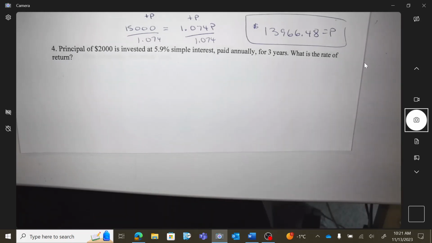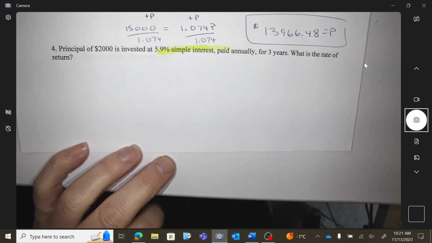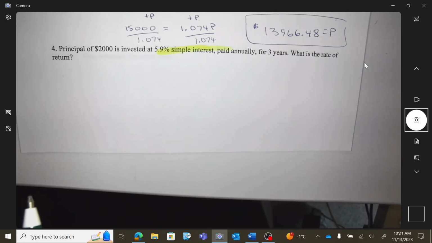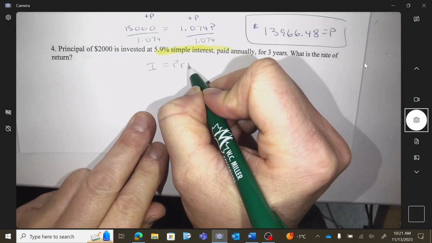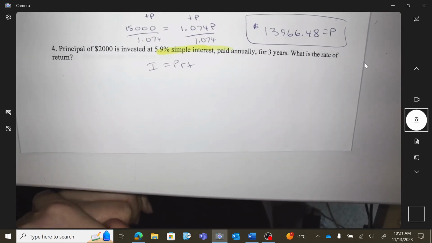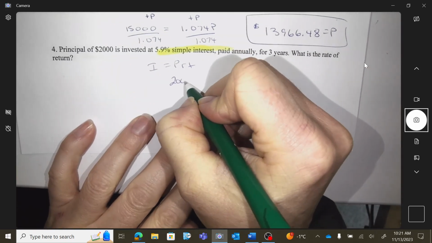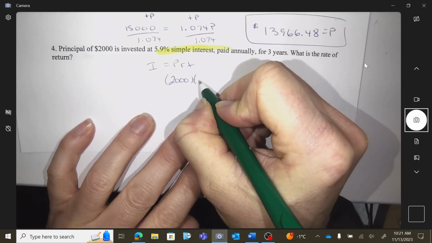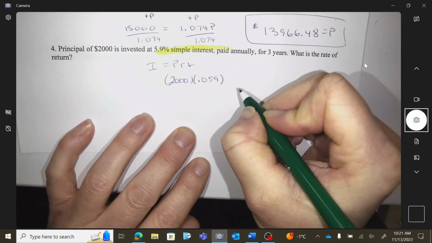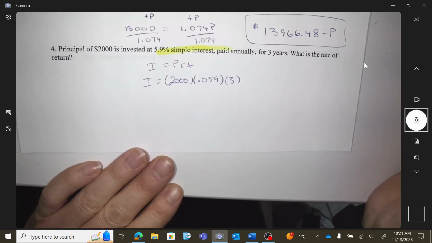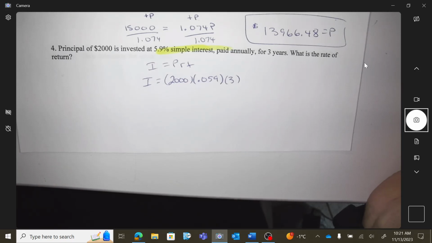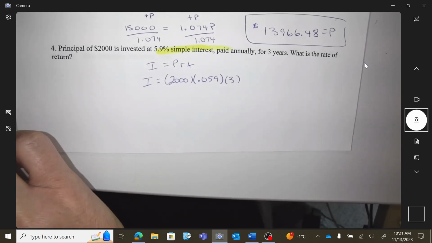Okay, number 4, reading, boom. These ones are fast. As soon as you see simple, you just know. I equals PRT is the way to go. Principal, 2,000. Decimal for the percent, 3 years. This is just a straight formula. Straight type.